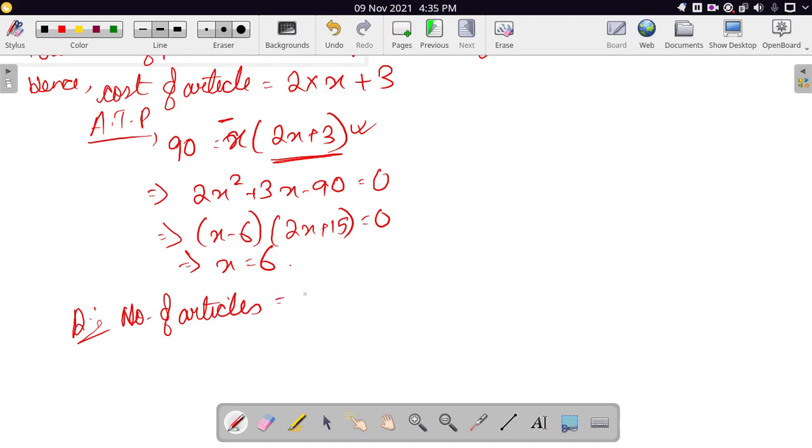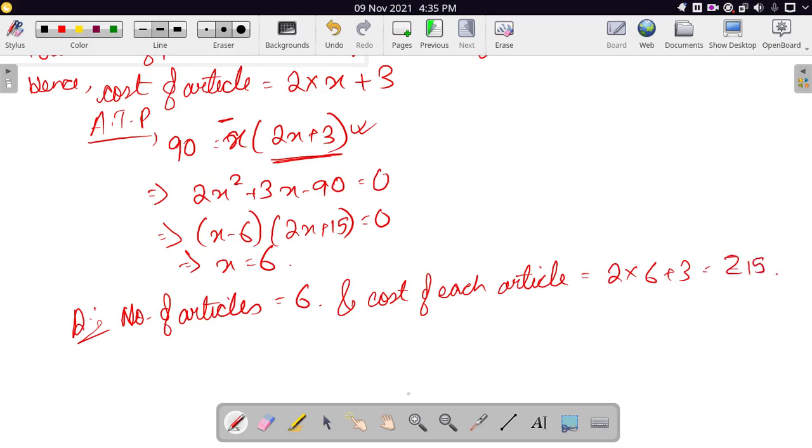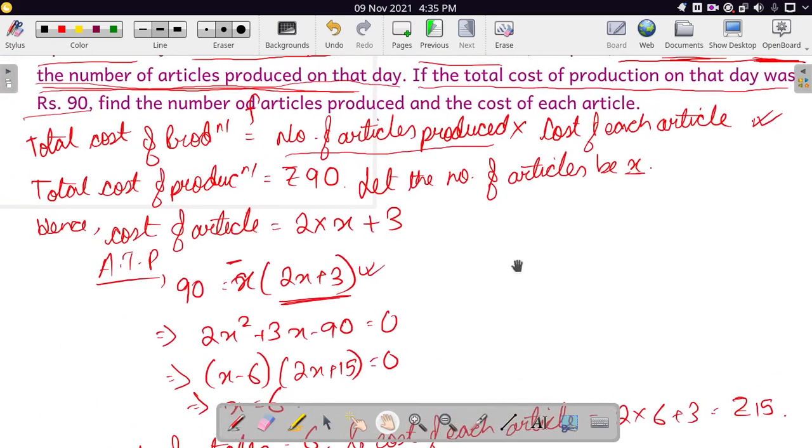So the number of articles is 6, and the cost of each article, the formula was 2x plus 3. Remember, it was 2x plus 3, so it will be 2 into 6 plus 3, that is equal to rupees 15. Here, the cost of each article. Okay, so this is how we did the sum.